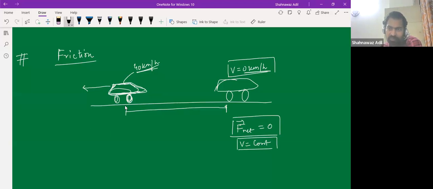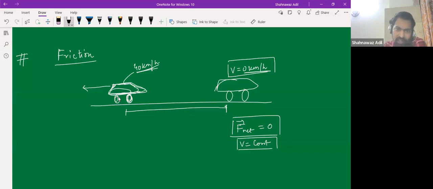It will be opposite to the acceleration direction, right? Yes, it will always be opposite to the motion, whether the object is moving with some constant velocity or anything. It will always be opposite to the motion of the object, so it will try to oppose the acceleration or motion, right?